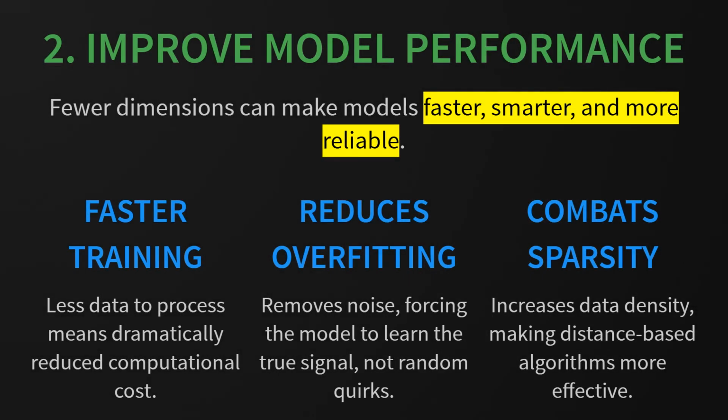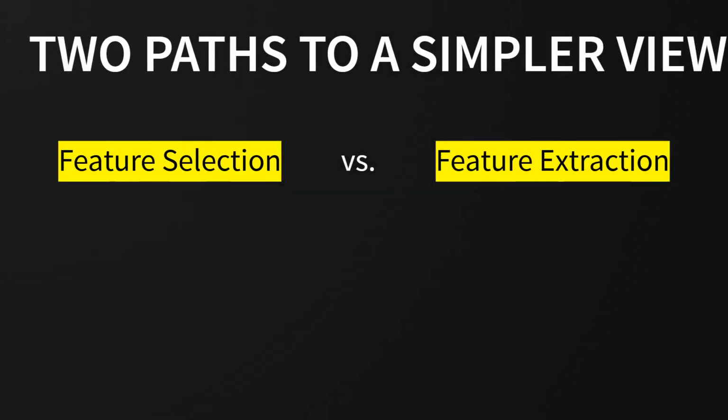The second benefit is pure performance. Fewer features mean your models train faster. It also helps prevent overfitting by removing noise, so your model generalizes better. And for certain algorithms, it makes the data less sparse and easier to work with. It's a win-win-win. Okay, so how do we actually reduce dimensions?